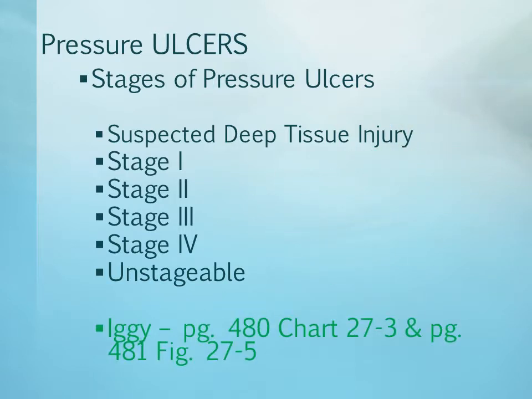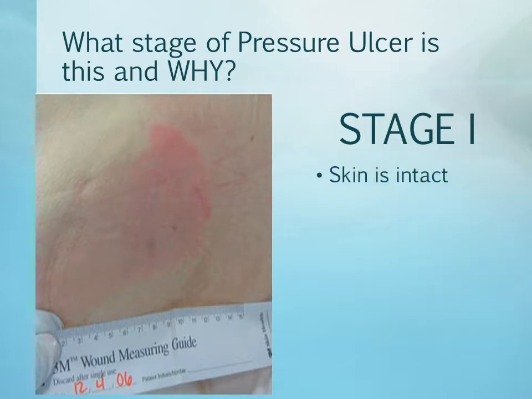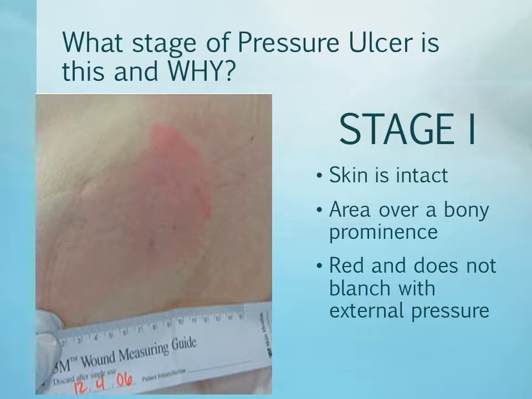There is chart 27-3 on page 480 of your textbook that describes the stages of pressure ulcers in detail and pictures them on page 481 of your textbook. So what stage of pressure ulcer is this one and why? This is stage 1. Because the skin is intact, the area is over a bony prominence, the area is red and does not blanch with external pressure, and the borders appear defined.